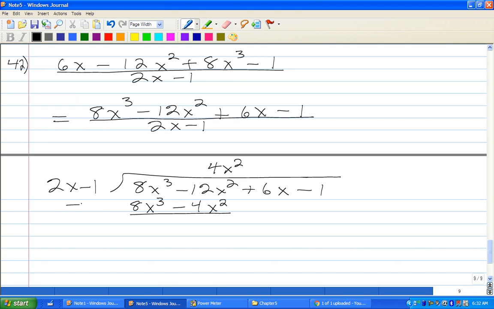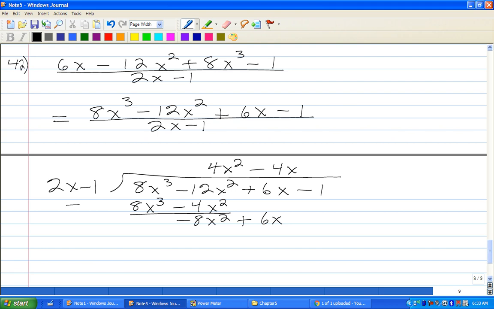And now let's subtract. And so the 8x cubes cancel. Negative 12x squared minus a negative 4x squared is the same as 4x squared minus 12x squared, negative 8x squared. Let me bring down the 6x. Negative 8x squared divided by 2x is a negative 4x.